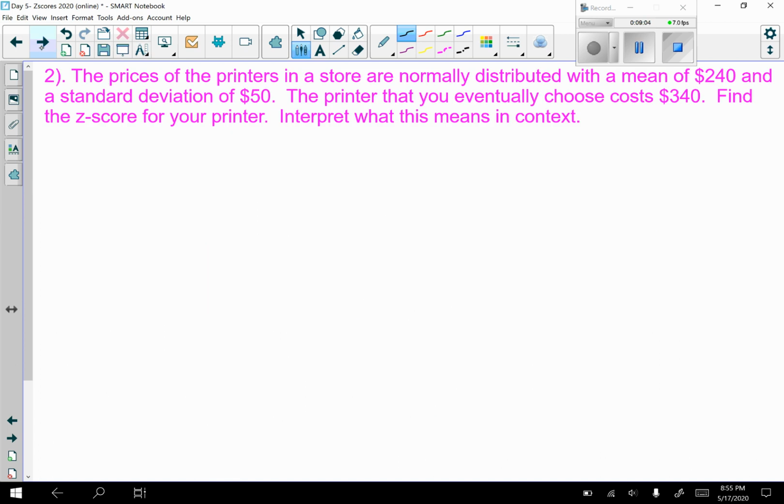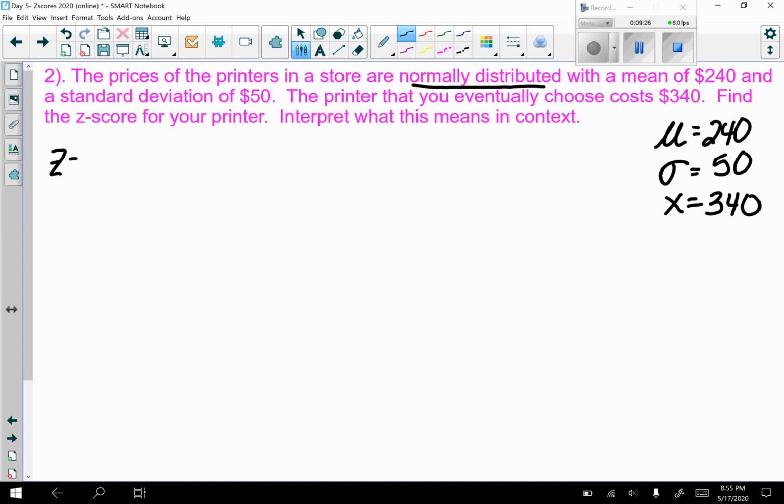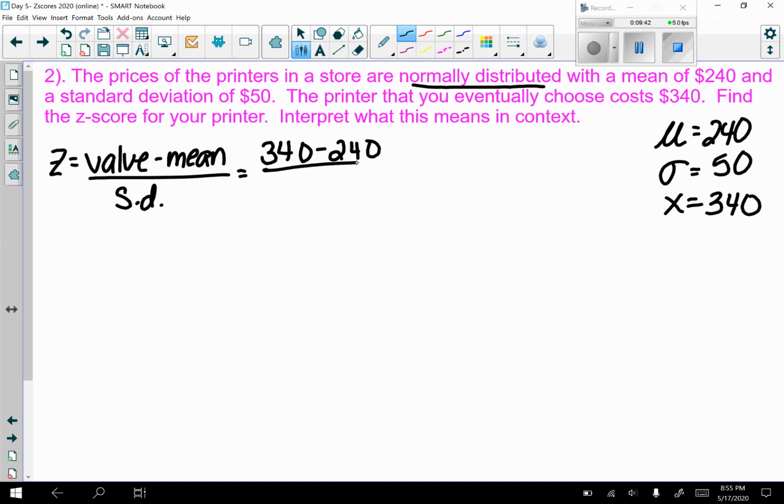The prices of the printers in a store are normally distributed with a mean of $240 and a standard deviation of $50. The printer you eventually choose costs $340. Find the z-score for your printer. Interpret what this means in context. So I have z equals value minus mean over standard deviation. So substituting in, I'm going to get 340 minus 240 over 50.